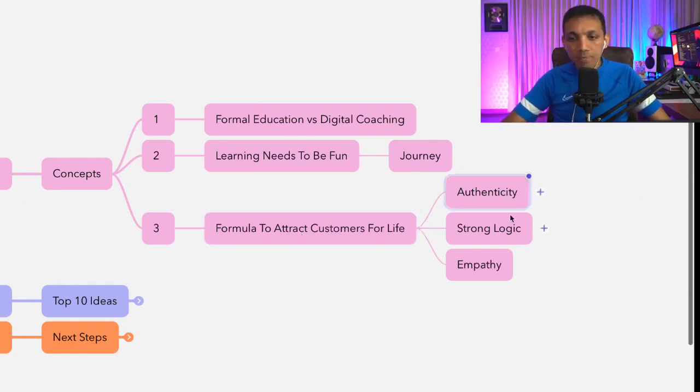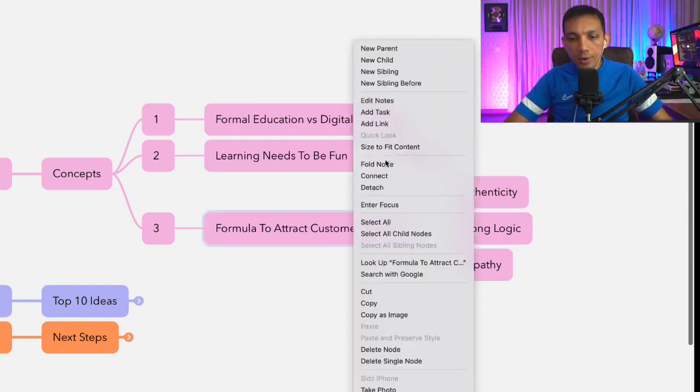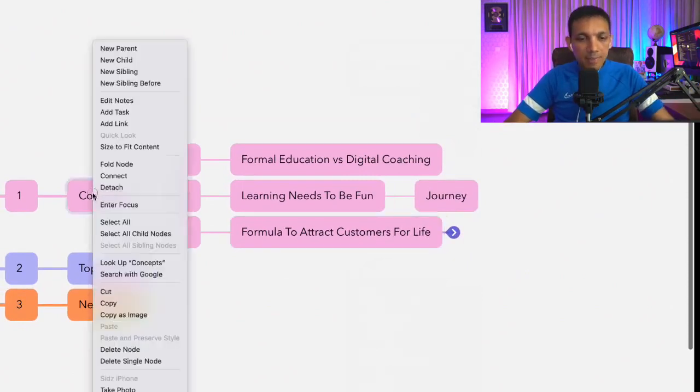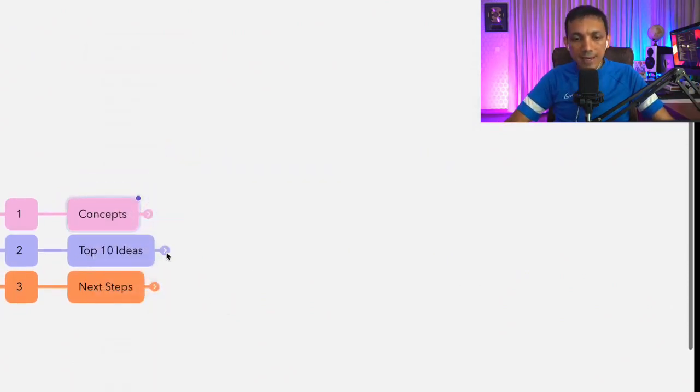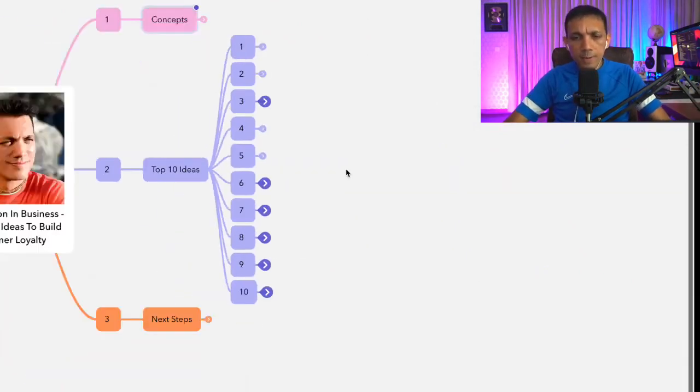So authenticity, strong logic, and empathy. It caters to both head and heart, okay? We are all mental, emotional, spiritual, and physical beings. And when you are able to incorporate this into your communication and part of your business and your gamification, you're going to see better results coming your way. So now that I've shared the concepts, let me now close this and get into the top 10 ideas.